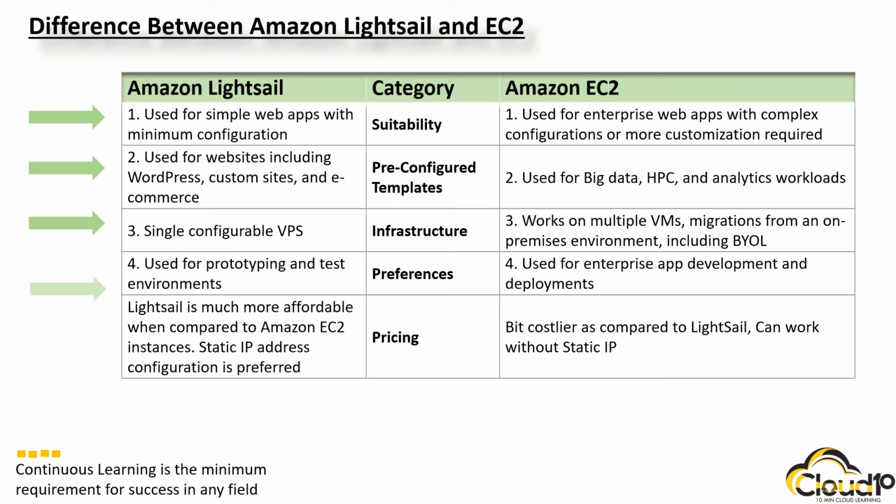Coming to the preference part, LightSail is preferred mostly for prototyping and test environments, whereas EC2 is used for enterprise application development and deployments. Pricing part, LightSail is much more affordable when compared to Amazon EC2 instances, and static IP addresses can be configured, which will be associated with the resource that you are launching in your LightSail. Whereas EC2 is a bit costlier as compared to LightSail, and it can work without a static IP.